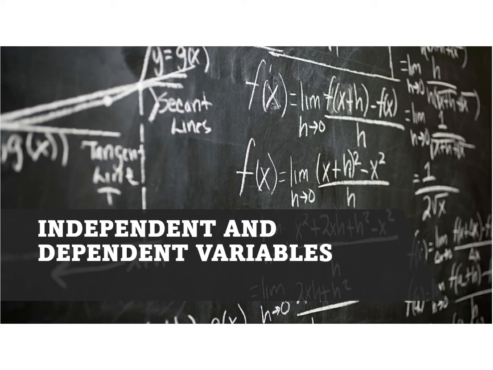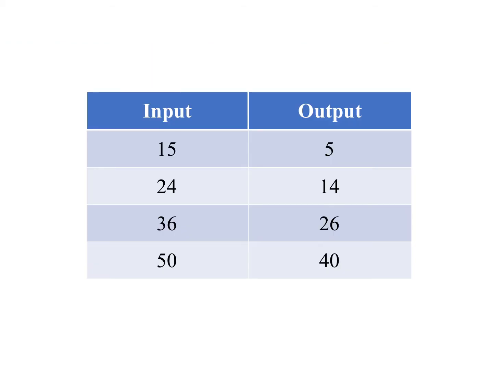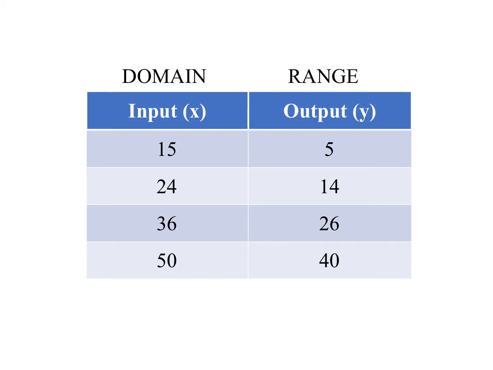In this video, I'm going to help you figure out how to identify independent and dependent variables. In a previous video, I talked about functions, and this is a function table, and on your left-hand side are your inputs, and on your right-hand side are your outputs. Your input values are your x's in your ordered pairs, and the outputs are your y's. Your domain is the list of all of your input or your x values, and your range is a list of all of your output values, your y values.